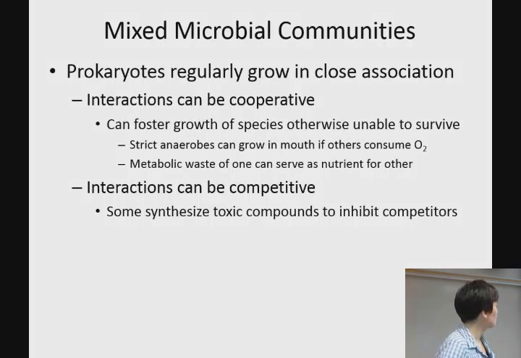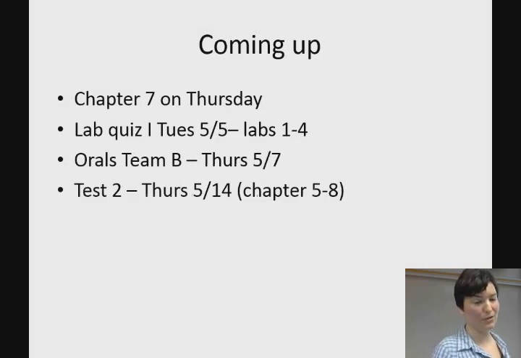So those interactions between the members of a microbial community can be cooperative. So for instance, if you're a strict anaerobe, you can still be growing in the mouth of a human if the other members of the biofilm are taking all the oxygen away and sort of making it safe for you. Some organisms' metabolic waste are food for others, but the interactions can also be competitive. So in many cases, organisms secrete toxic compounds to keep their competitors away so that they can hog all of the nutrients in their environment.